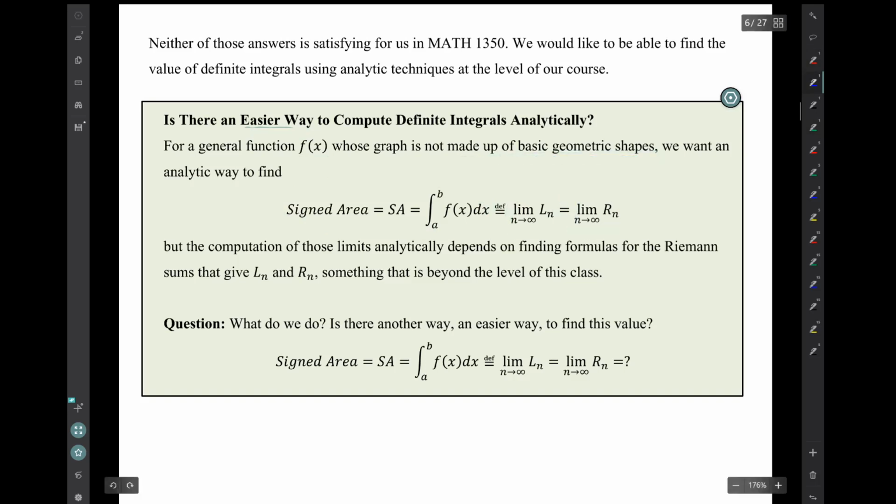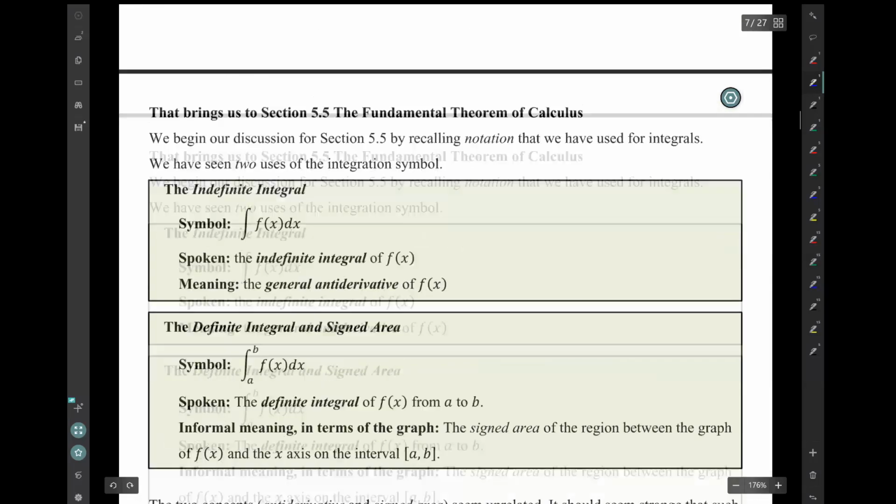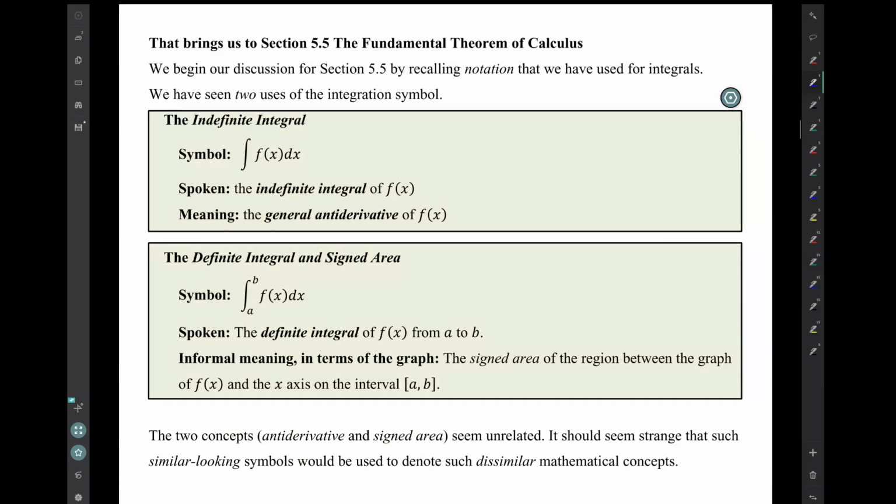So the question is, what do we do? Is there another way, an easier way, to find this value of the signed area? That brings us to section 5.5, the fundamental theorem of calculus. I want to start our discussion for this section of the book by recalling notation that we've used for integrals.